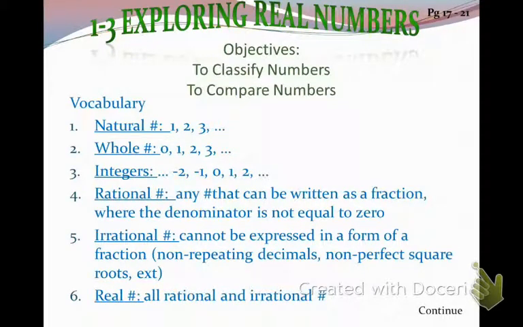Today's lesson is exploring real numbers. Our objectives are to classify numbers and to compare numbers. Vocabulary, natural numbers. Natural numbers are 1, 2, 3, 4, 5, 6, goes on forever.